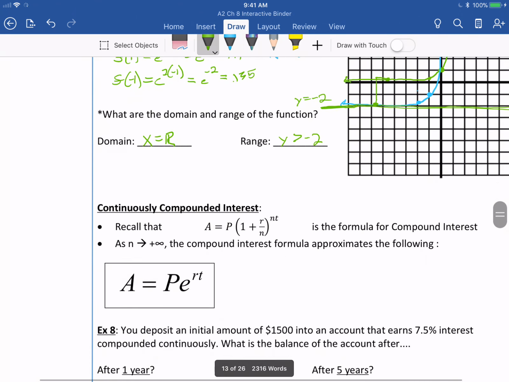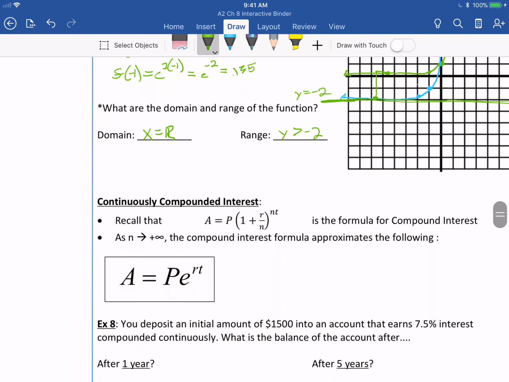All right, and this last one here is compounded continuously. This is A equals Pe to the rt, A equals Pert, as I like to call it. And these are really the same deal as what we've been going through. This P is my initial amount, and my r is my rate, and my t is my time.